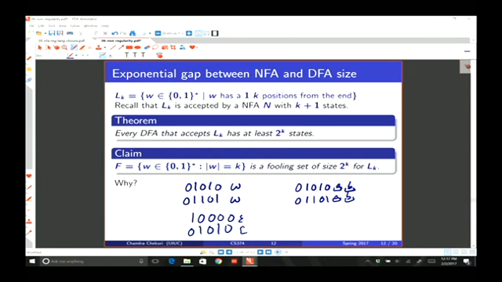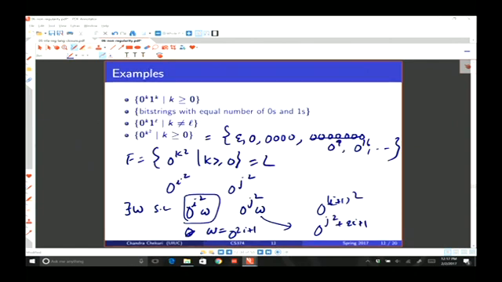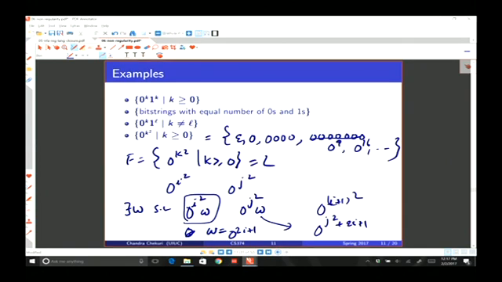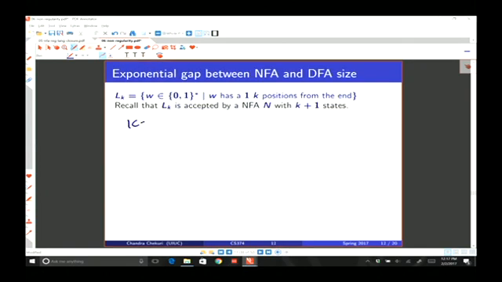So let me say k equals 5. 0 0 1 0 0 0 0 1 0 0. Is it in the language or no? It's not. If I want to make it be in the language, it should have a 1 here. If it has 0, it's not in the language.